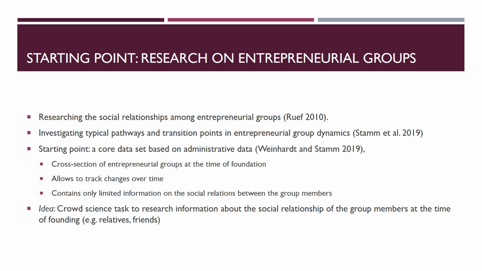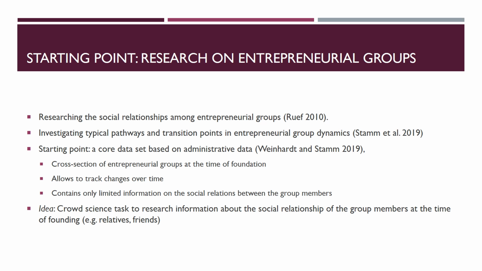To give you a bit of background on our research group, we have the aim to identify social relationships among entrepreneurial group members, and we want to investigate typical paths of development and transition points, such as member entries and exits in such entrepreneurial groups. The starting point is a core data set based on administrative register data, and this allows us to identify entrepreneurial groups at the time of new registration and then to track changes within the group over time. It contains, however, only limited information on the social relations between the group members.